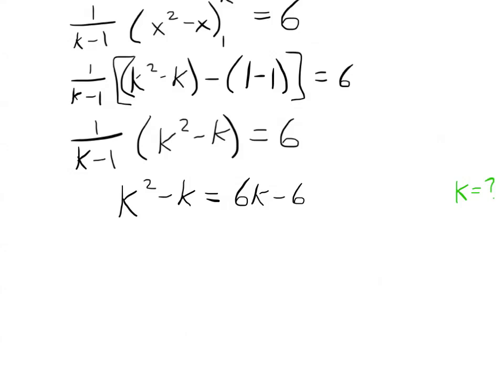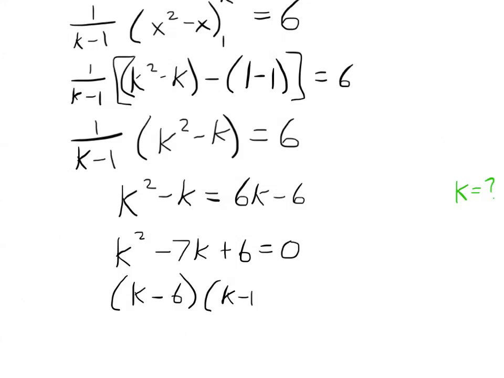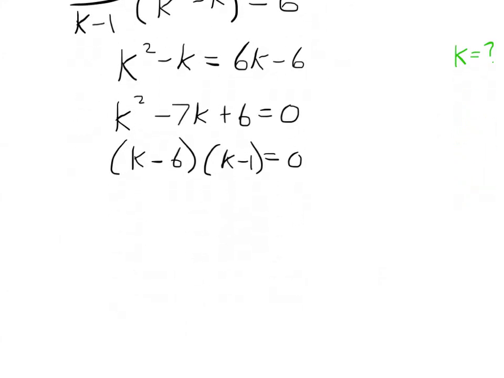And now this is just a quadratic. I can just move things around. If I move both of these terms over to the other side, I'll end up with k squared minus 7k plus 6 equals 0. And we can factor that. This factors as (k minus 6)(k minus 1) equals 0. So setting each of those equal to 0, we get k is 6 or k is 1.